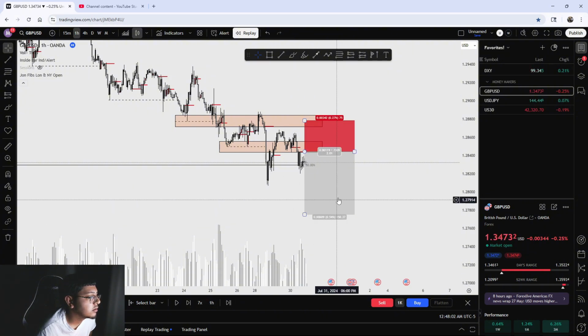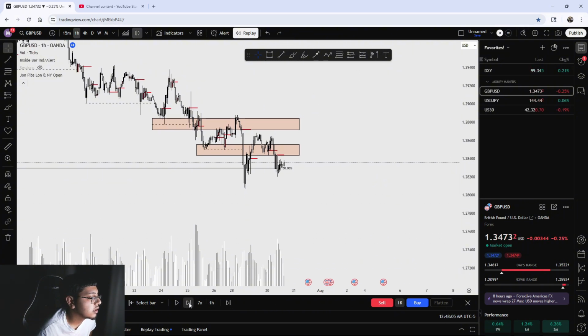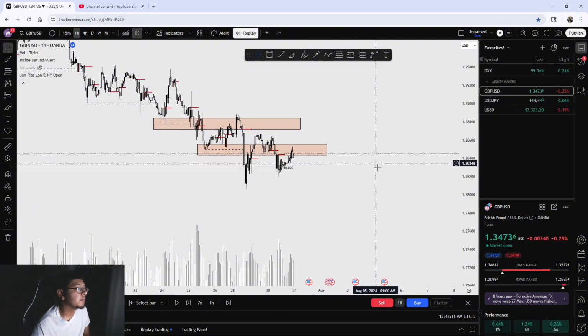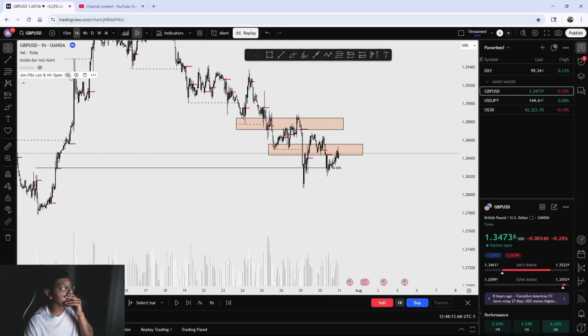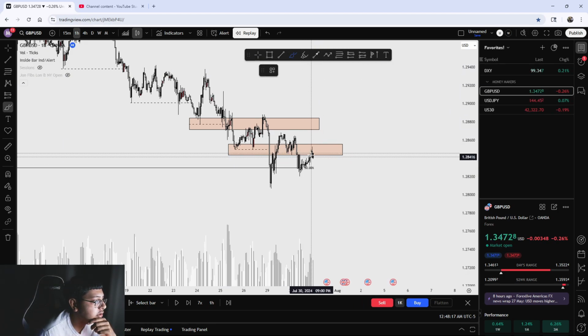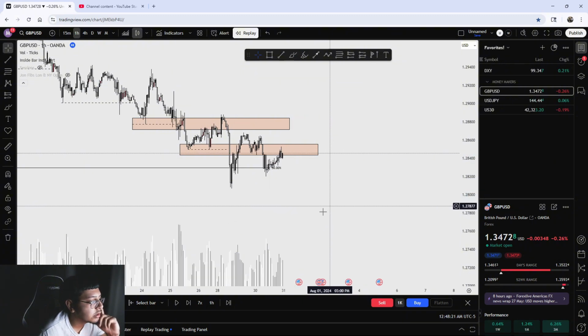So it's 2 p.m. currently. Price is just consolidating. I'm gonna wait till London session. Okay. So currently we are retesting that zone right here. And what I want price to do is break bearish.